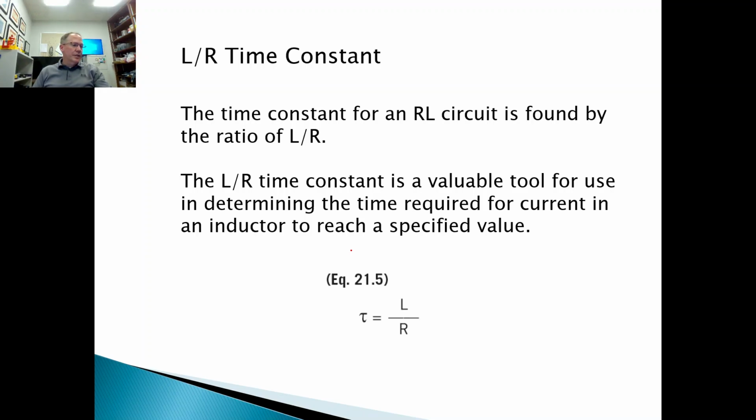time constant for an inductor. Now remember, a capacitor is talking about current or voltage. The inductor is dealing with how long it takes for the current to change. Okay, and the formula now is tau equals L divided by R. So instead of tau equals RC, for an inductor it's L divided by R.